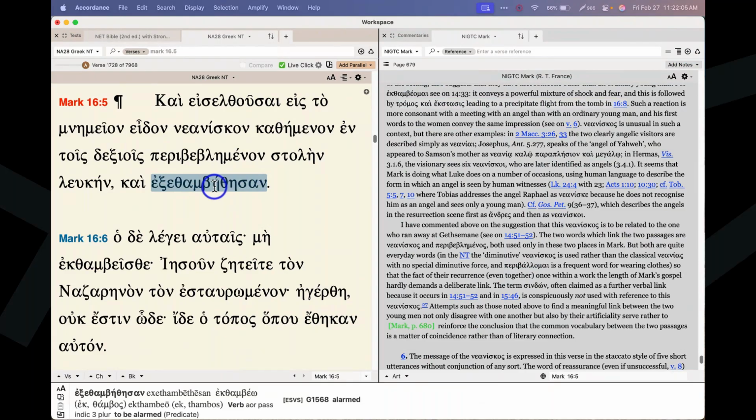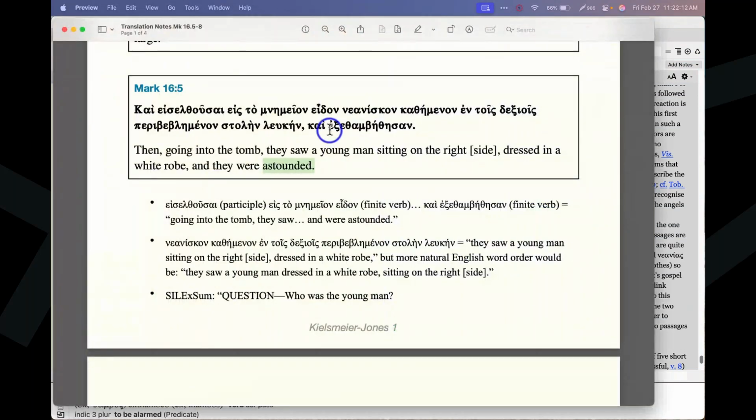So if you agree, then astounded would be great. If you don't agree, if you think this is pretty clearly a negative emotion, you might be more inclined to do something like overwhelmed or shocked.